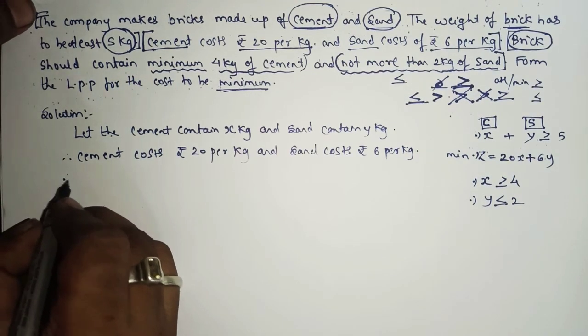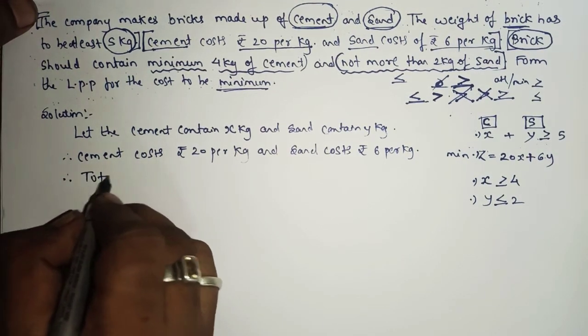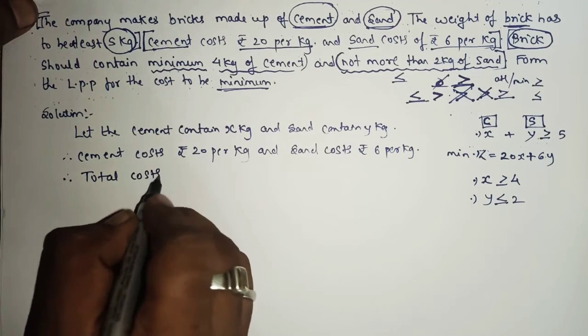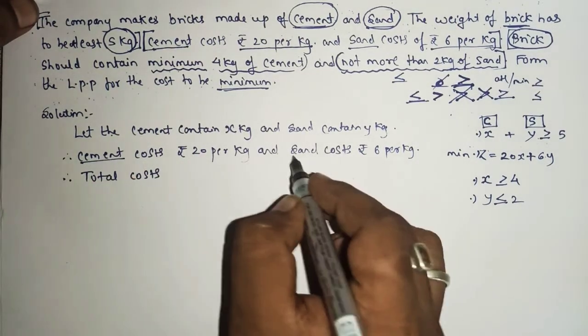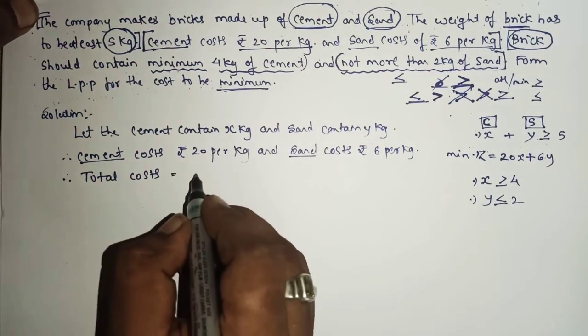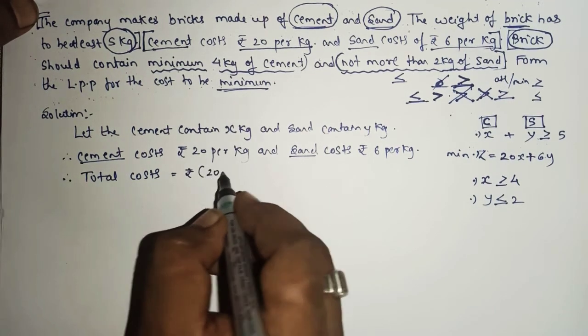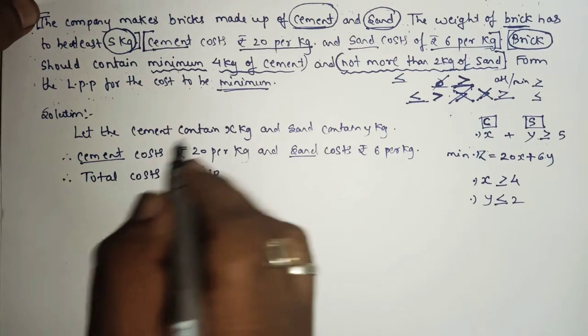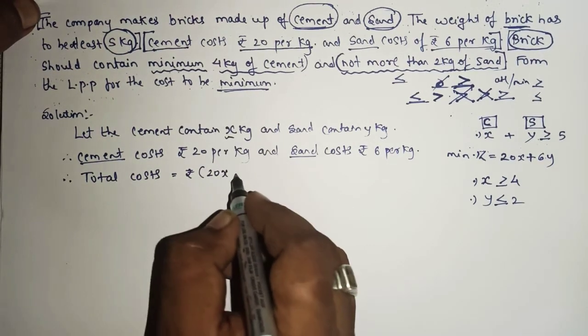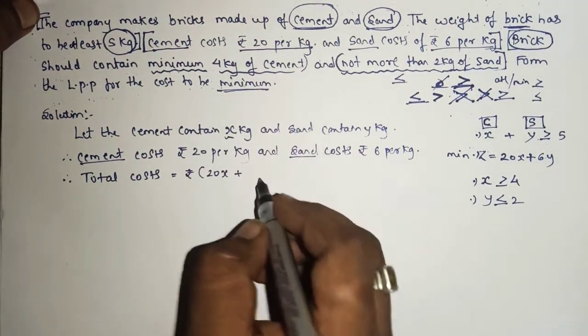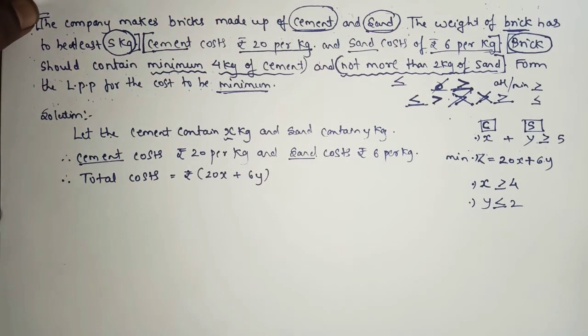So after this we'll write the total cost of these two things, cement and sand. It equals what? Rupees 20 per kg of cement. For cement we took x, so 20x, and for sand we took y, so this will be 6y.